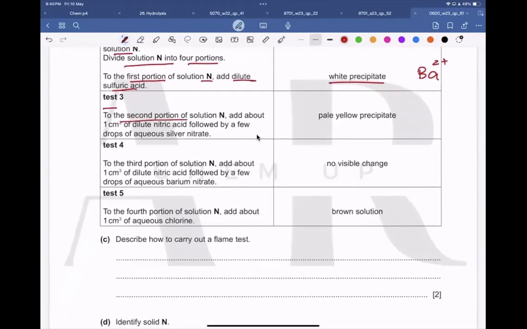Test 3. To the second portion of solution N, add about 1 cm³ dilute nitric acid followed by a few drops of aqueous silver nitrate: pale yellow precipitate. So if there is a pale yellow precipitate, it might be a possibility that there is an iodide ion.